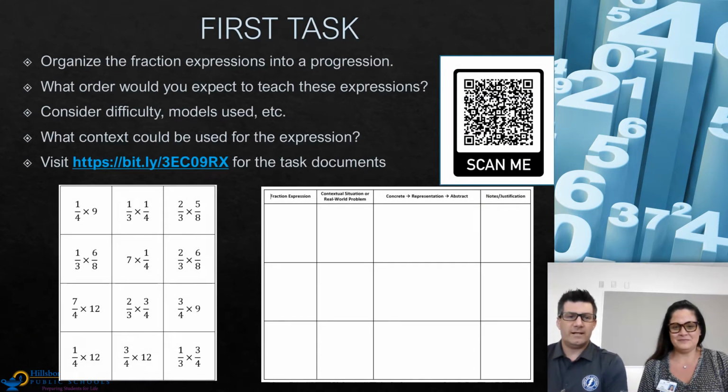What we'd like you to do right now is to pause the video, and either by yourself or with some other teachers, go ahead and download this task. This task is a bunch of multiplying fraction problems. We want you to look at those, maybe cut them apart, sort them, and think about what order students would experience these problems. So go ahead and pause, and we'll see you back here in a couple minutes.